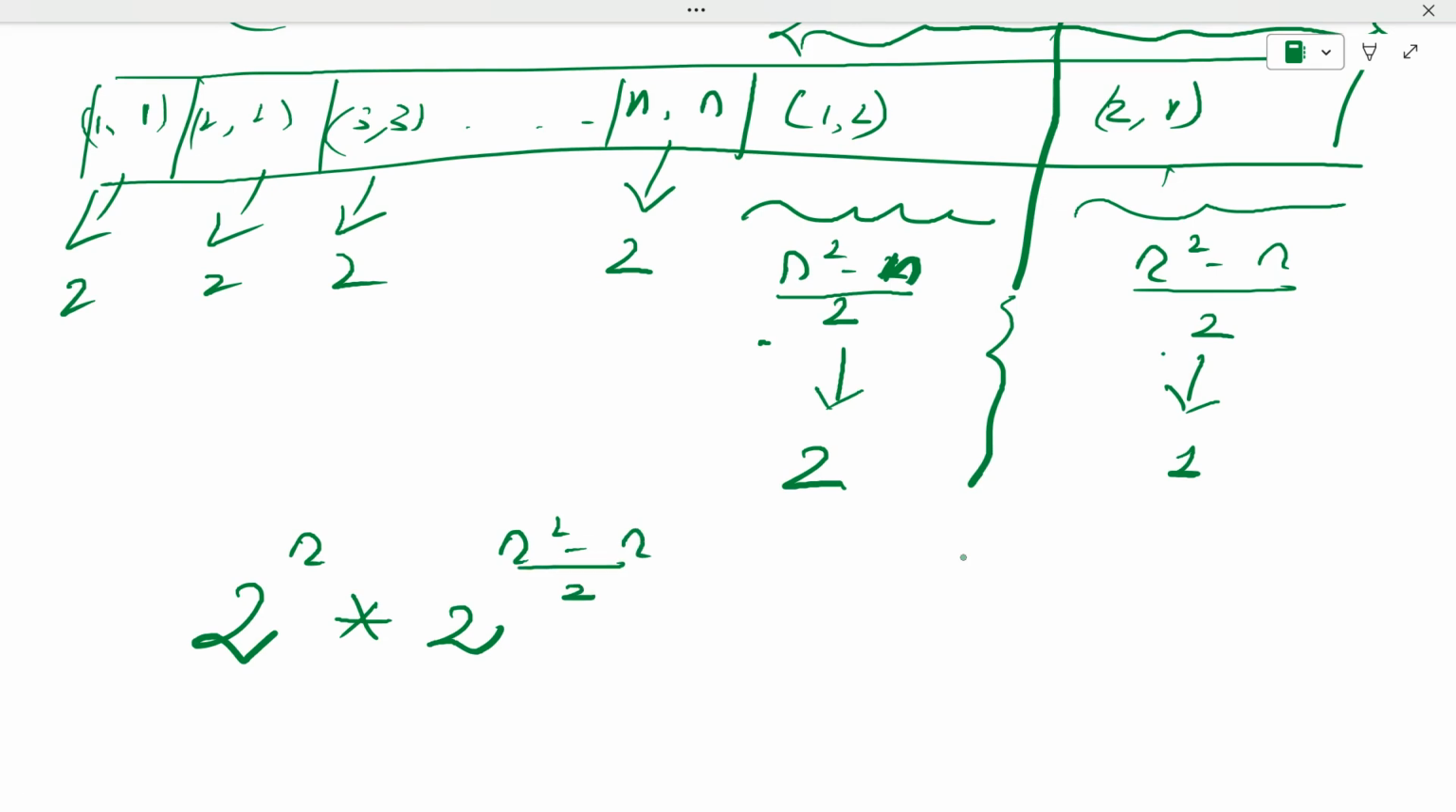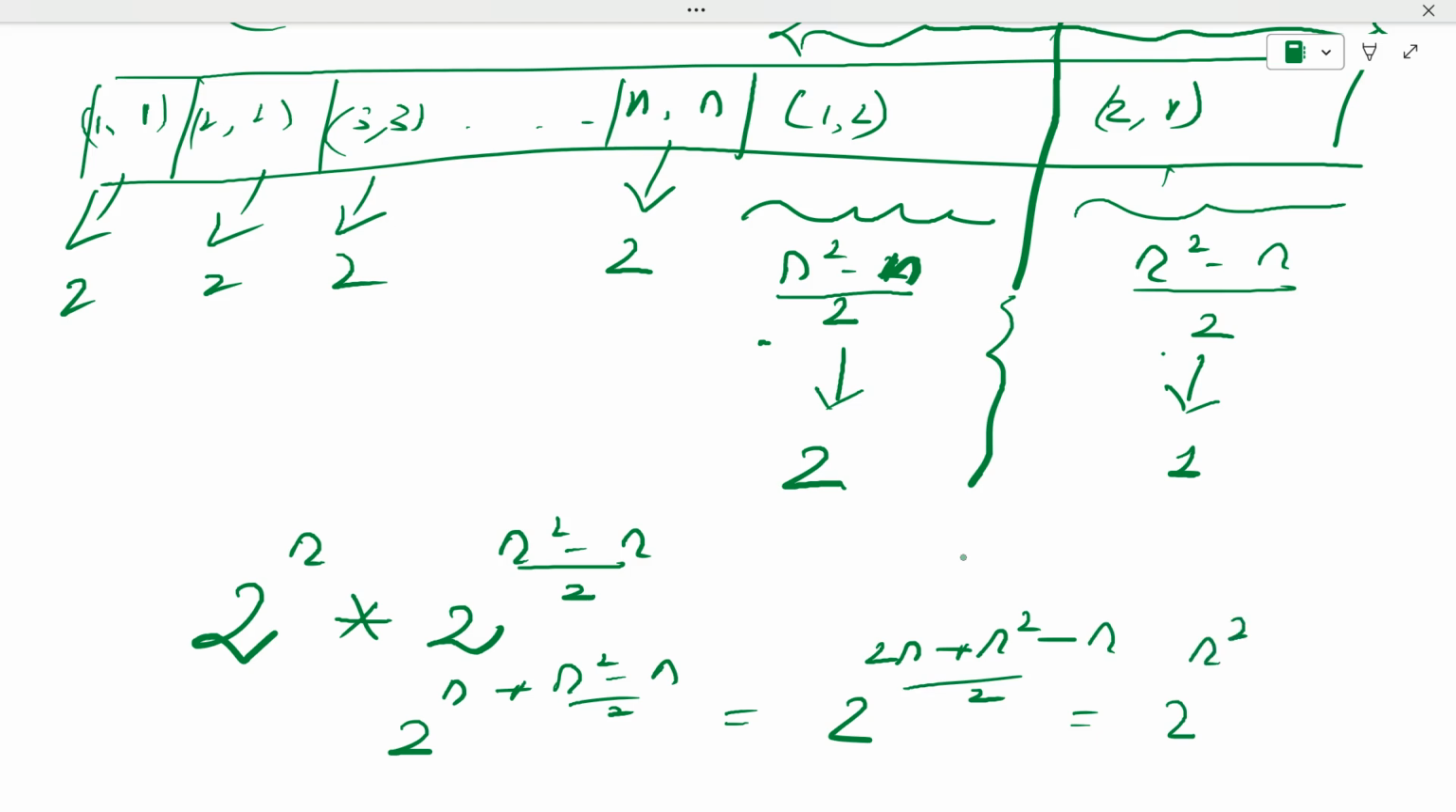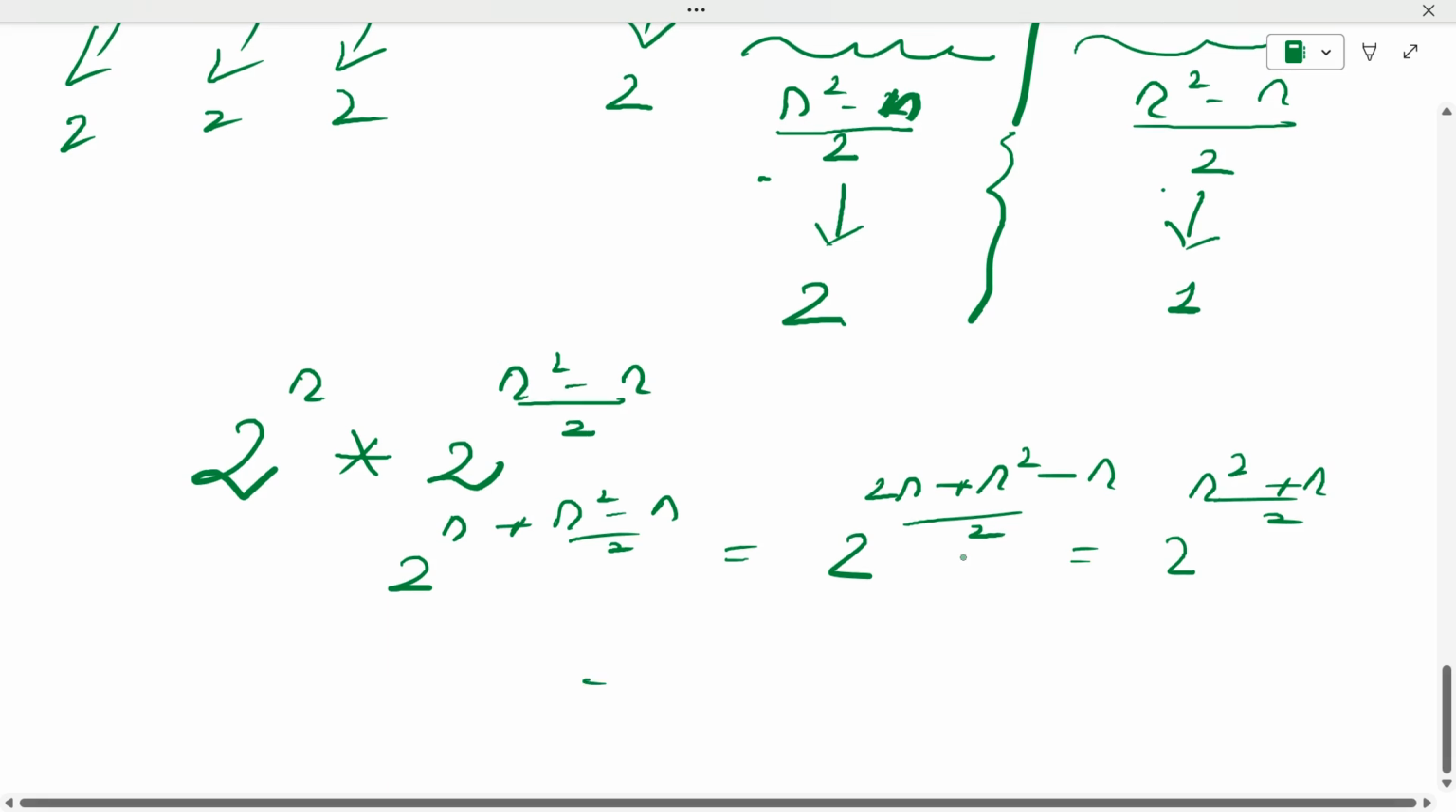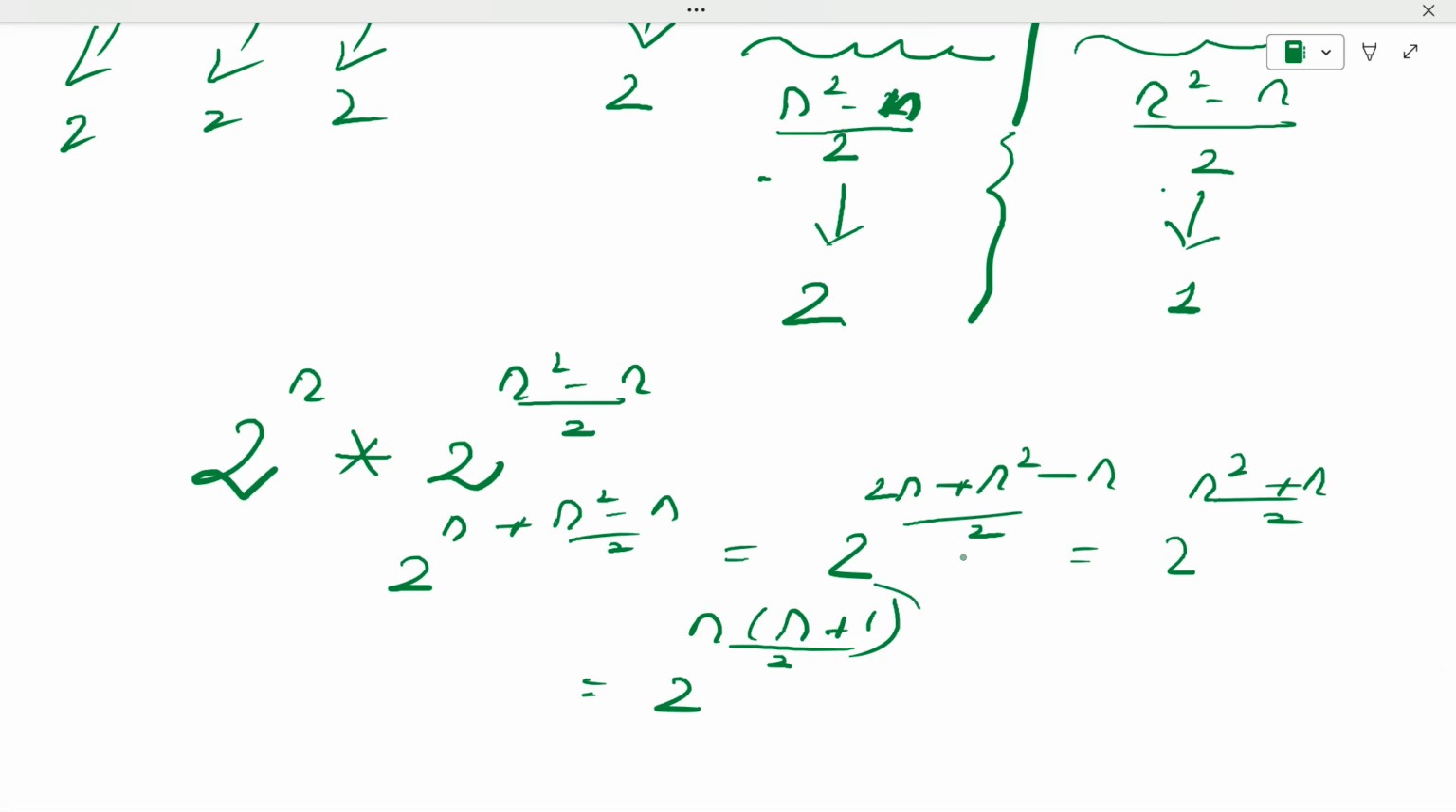Okay, so it will be something like 2 raised to the power n plus (n square minus n)/2. So 2 raised to the power 2n plus n square minus n upon 2. So 2 raised to the power (n square plus n)/2, or we can simply write it as 2 raised to the power n into (n plus 1)/2. Okay, so this is the total number of symmetric relations on R. Okay, so this is how we got it.